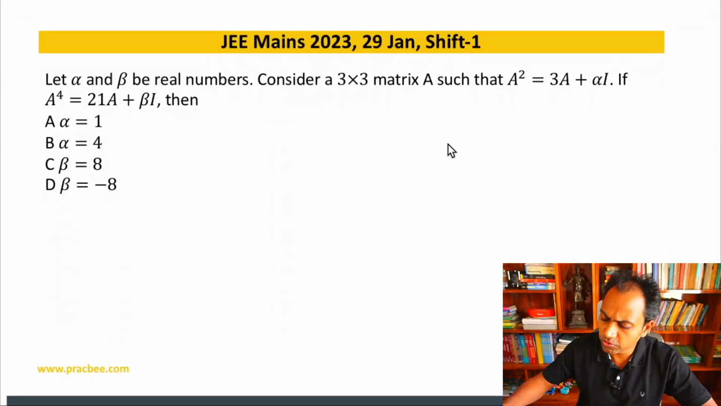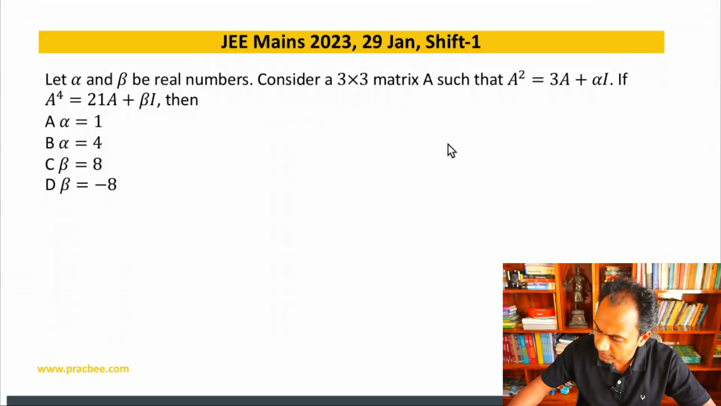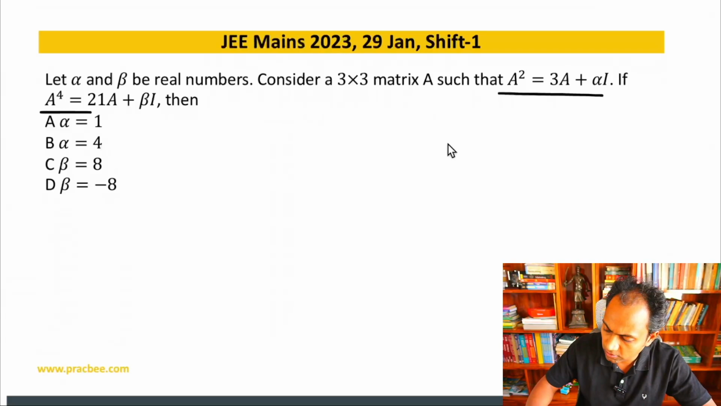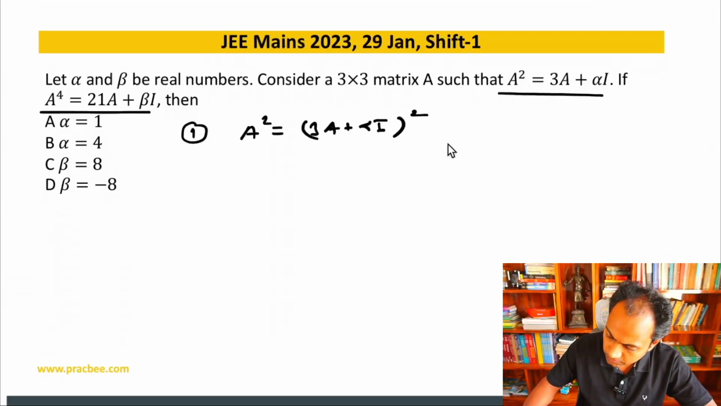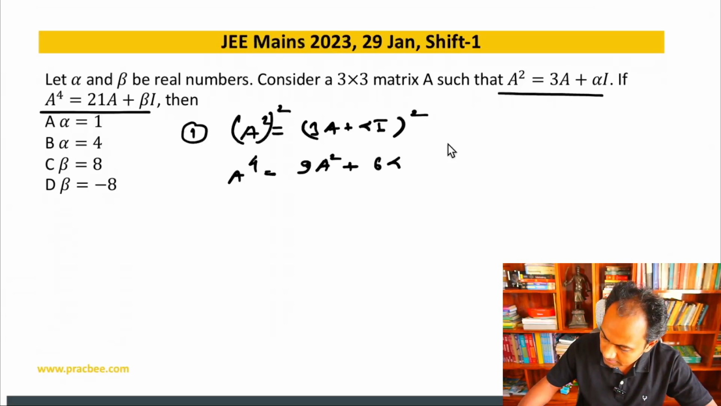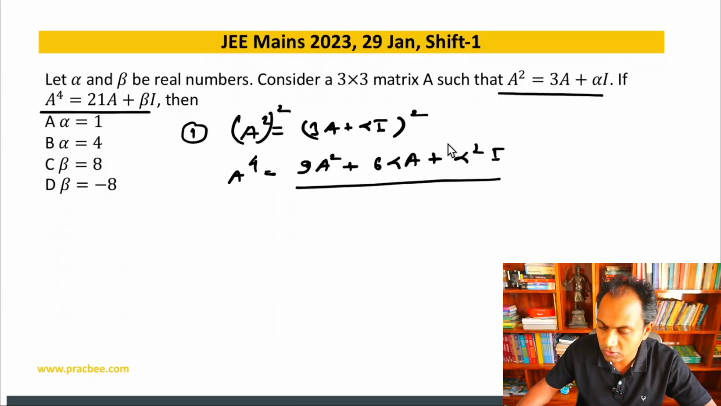Next, if I look at this 2023 question, it is simpler. They have given us the value of A square and they are asking us the value of A raised to the power 4. There are only two simple steps involved. One, we write the value of A square and we square it up. If I square it up, you can see that this will become A raised to the power 4, and this comes out to be 9A square plus 6 alpha A I plus alpha square I. I will become 1, AI will become A, and then this will become nothing but alpha square I.